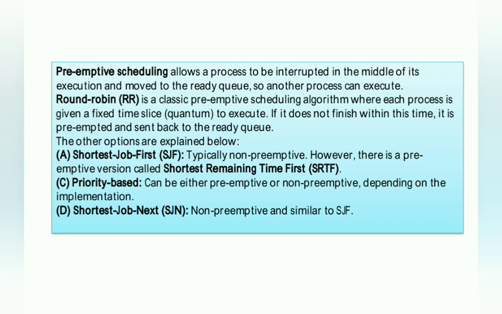The other options are SJF, shortest job first, which is a non-preemptive version, and the preemptive version of SJF is SRTF, that is shortest remaining time first. Priority based can be either preemptive or non-preemptive depending on the implementation. And shortest job next is non-preemptive and similar to SJF.